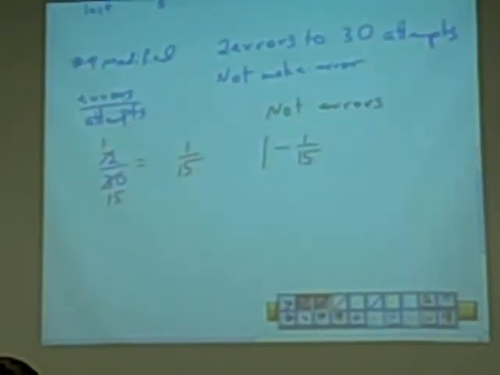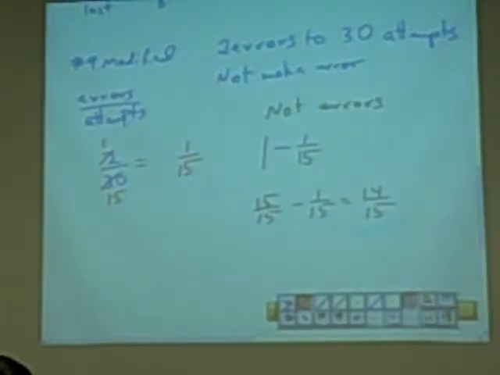That was the ratio of errors to attempts. But we don't want the ratio of errors to attempts. We want the ratio that you did not. So what you do is you have to subtract it from 1. Not errors. This will be on the homework? Yeah, 9's on the homework. So this would be 1 over 15, right? You need a common denominator, right? So we would change 1 to what fraction? Our denominator is 15, so it has to be 15 over 15, because 15 over 15 is 1. So this would be 15 over 15 minus 1 over 15, and so we get 14 over 15. Okay? And so that's the ratio.